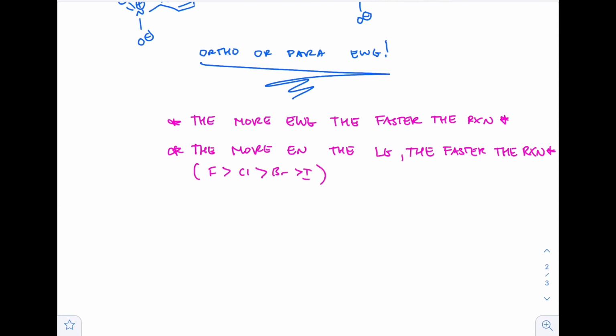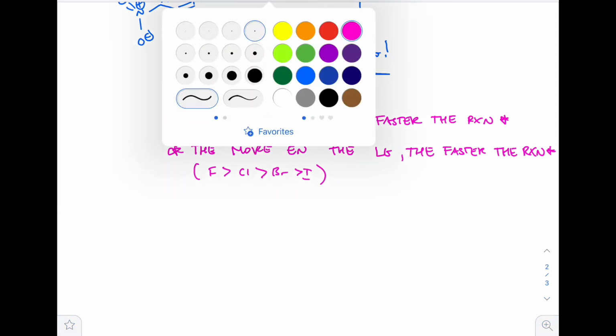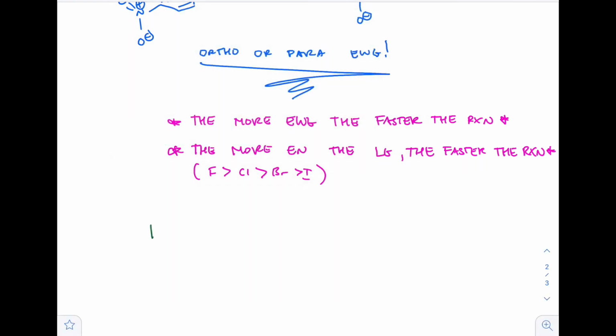The same idea goes with the electronegativity of that leaving group. So the reaction is going to occur faster if we have a more electronegative atom there, like fluorine, for example. And that's just because you get a more polarized carbon-fluorine bond, and that's more susceptible to nucleophilic attack. So here we go, comparing.